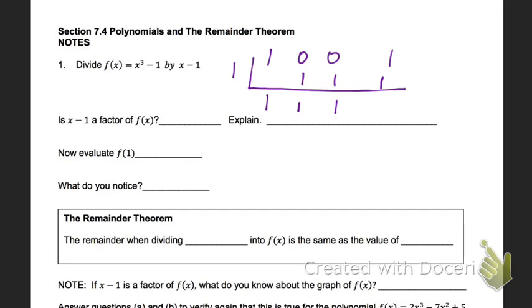Wait, this should be positive 1, not negative 1. Just 1, 1, 1. 1, 1, 1, 2. Wait, why is the last one positive? It should have been positive 1 when you're reading this. No, you're right. So, no remainder? So then 0. On the notes that I have, I guess I changed it. So, no remainder. So the answer is yes, because there's no remainder.